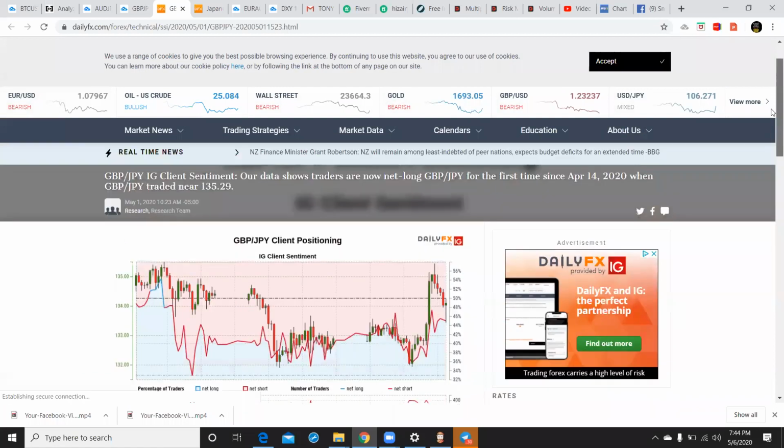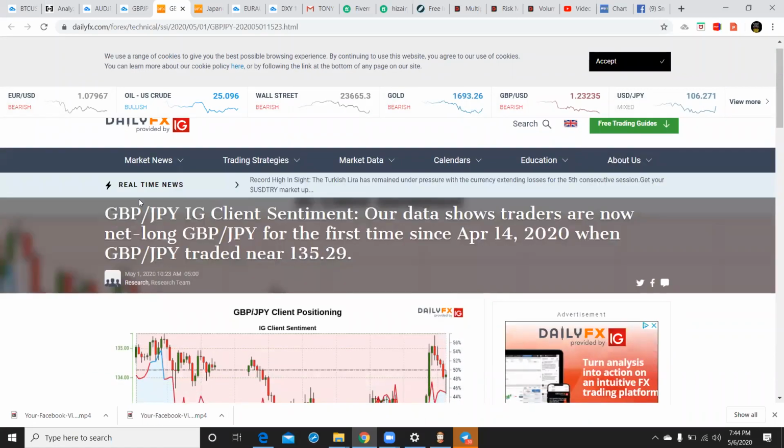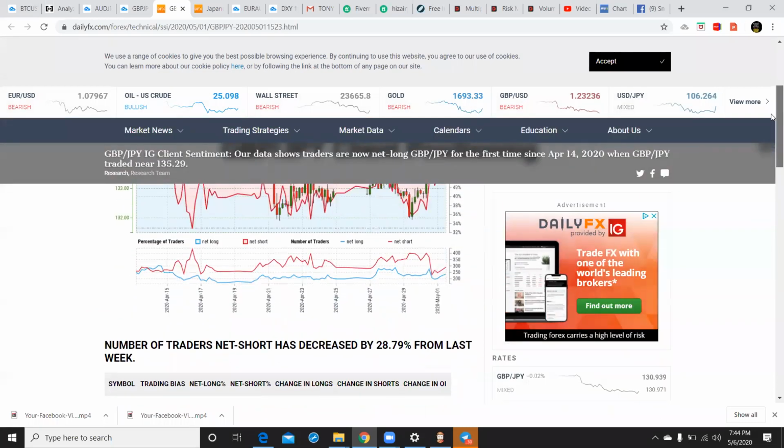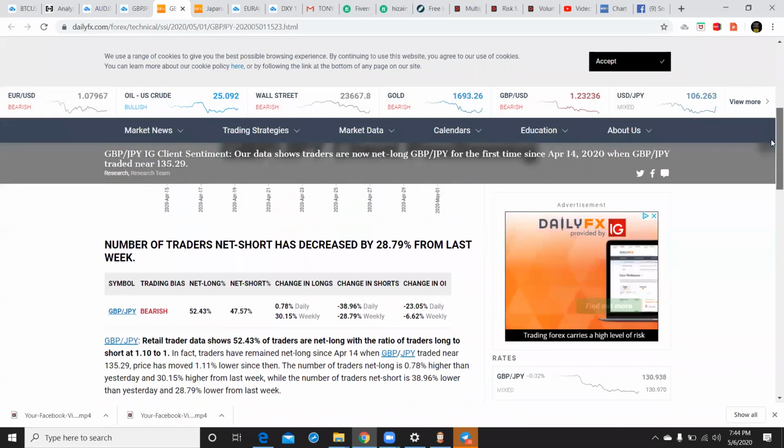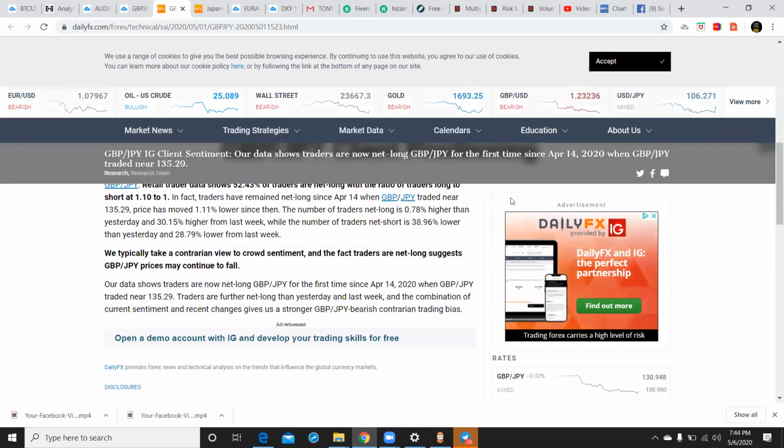This is something on client positioning. I mean, that couldn't be a better example. Client sentiment: our data shows traders are now net long for the first time since April 14. So people are starting to go long on this pair. Just because the clients aren't representing banks and hedge funds, we'll go deeper into what we call the COT report. The COT report shows the actual banks and institutions.